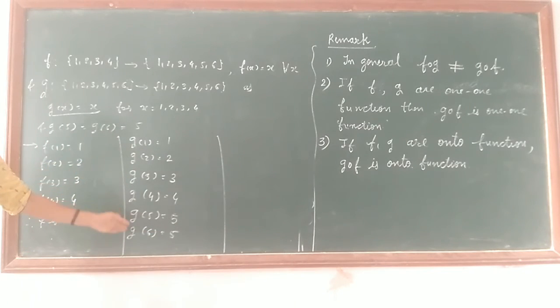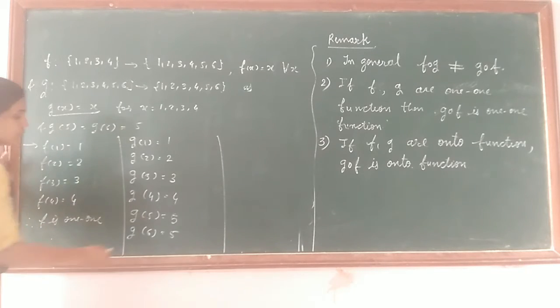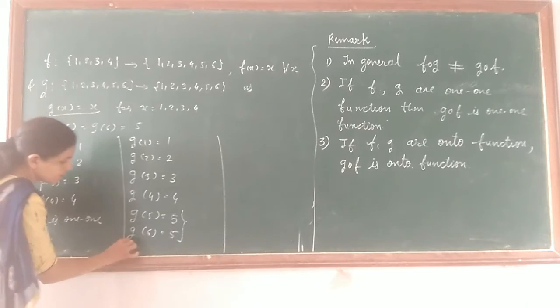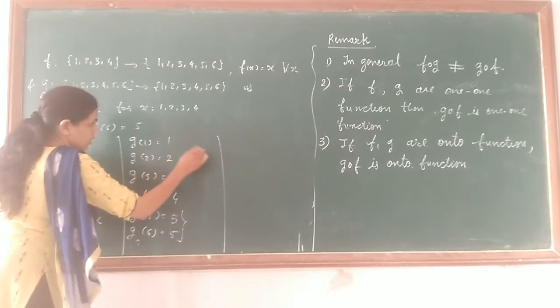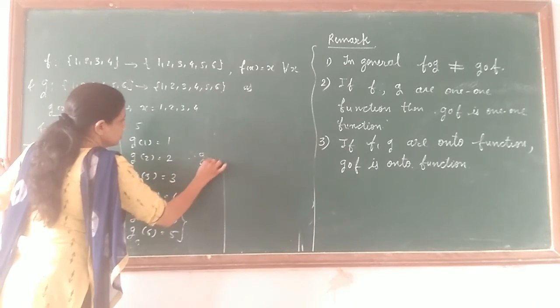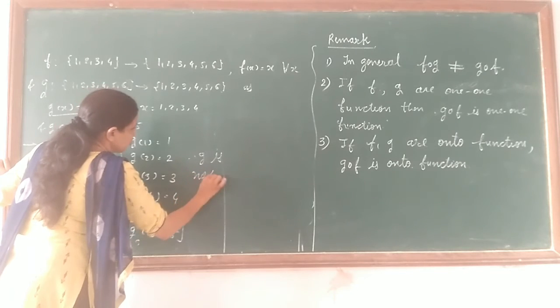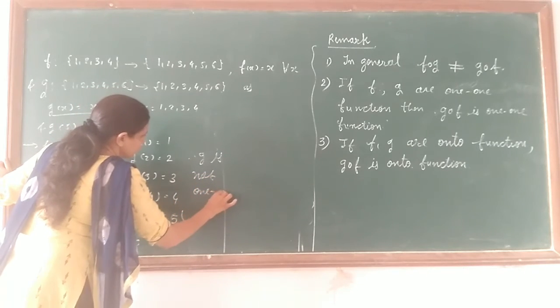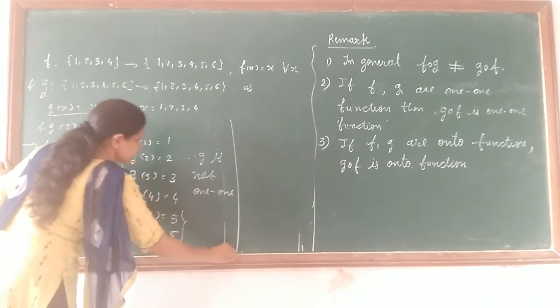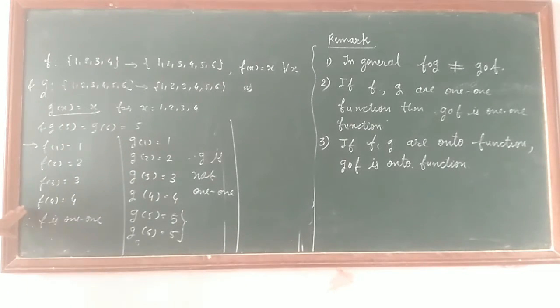So what is this, students? This function is not 1-1. Here different elements have the same image. Therefore g is not 1-1. Now, g is not 1-1 and f is 1-1.